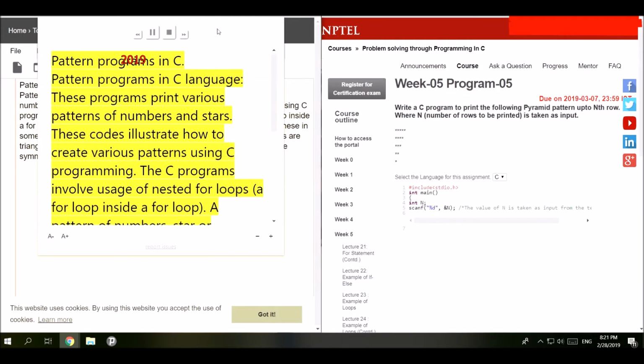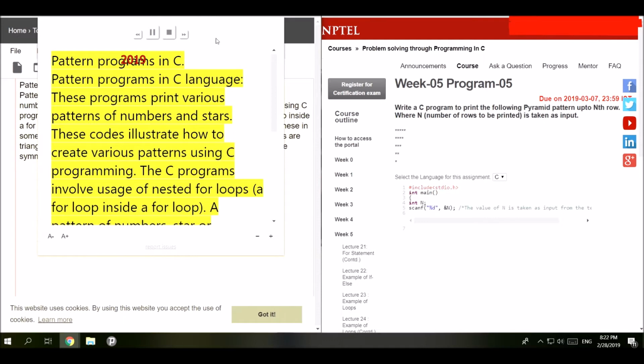Pattern programs in C language. These programs print various patterns of numbers and stars. These codes illustrate how to create various patterns using C programming. The C programs involve usage of nested for loops, a for loop inside a for loop.